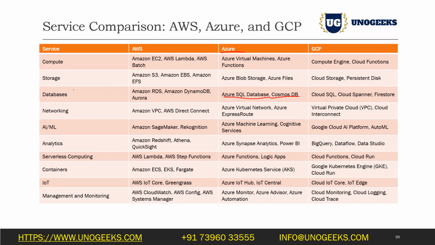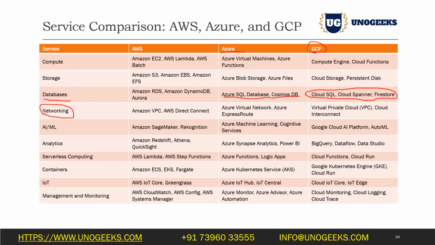In GCP, we have Cloud SQL, Cloud Spanner, and Firestore. So these are the terminologies used for the databases in Google Cloud providers. We call it Google Cloud Platform, GCP. Now networking.